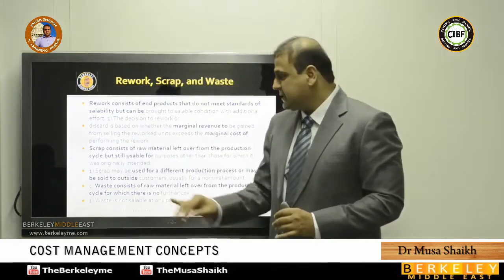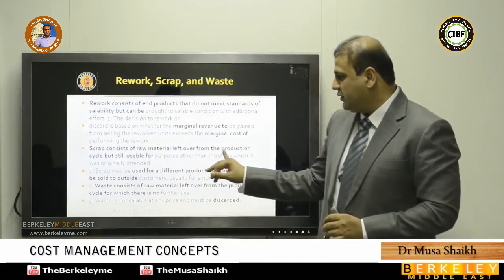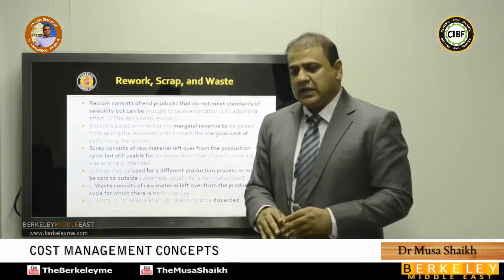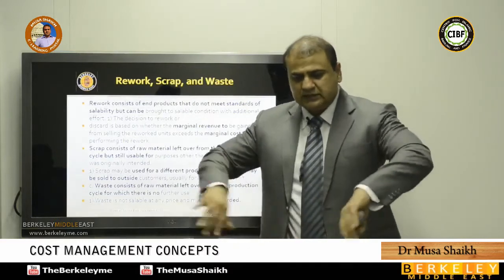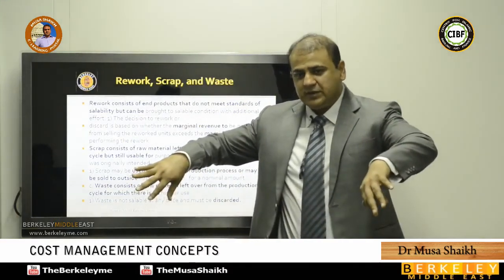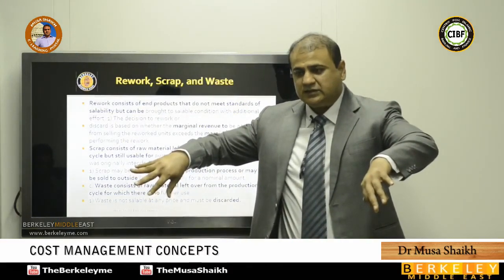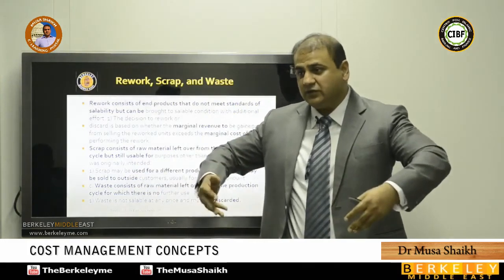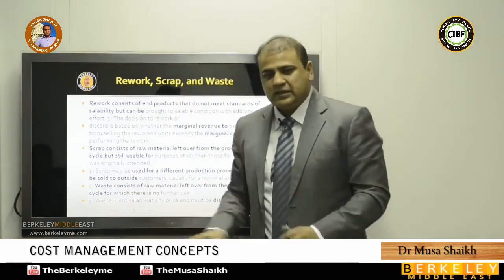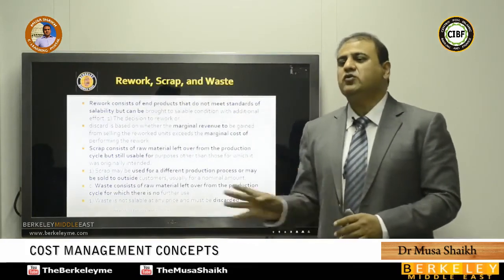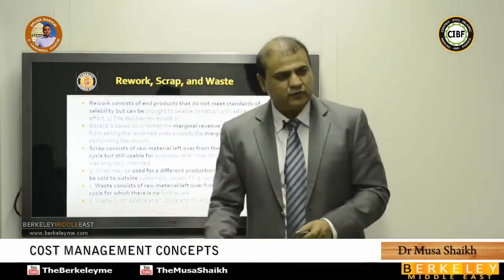Scrap consists of raw material left over from the production. Like we were cutting something, the cuttings are separable, and we can sell them, they have some value. And waste is the leftover that has no monetary value, so we just have to dispose of it.